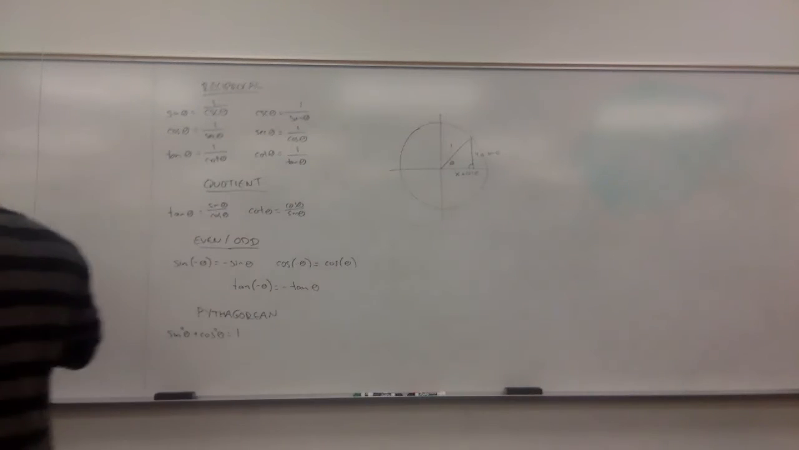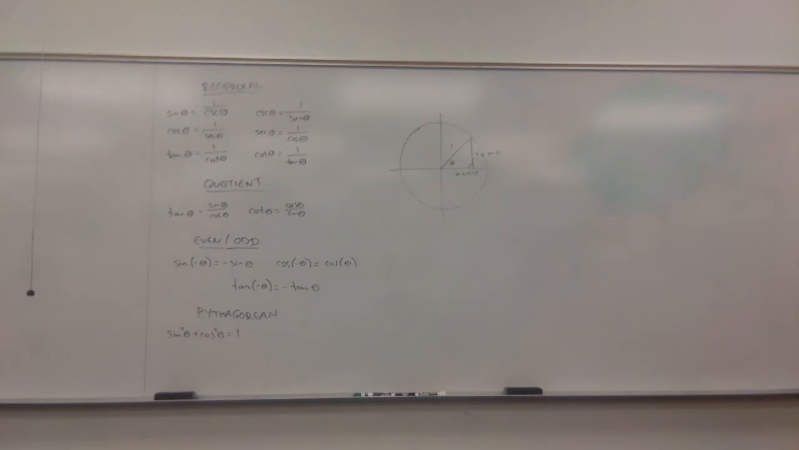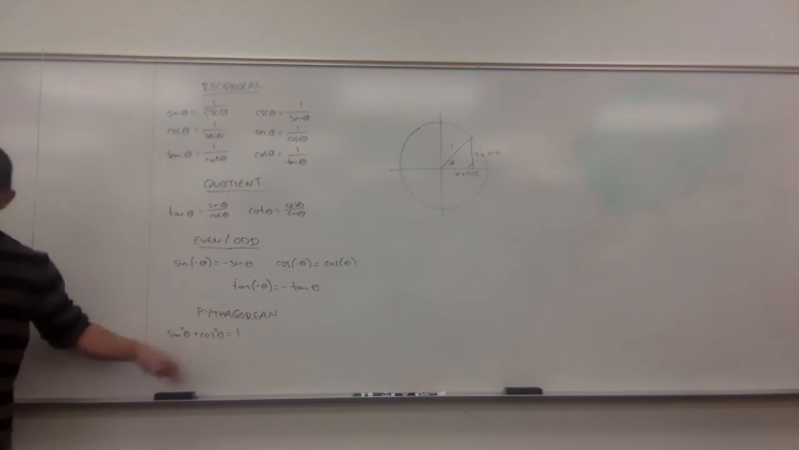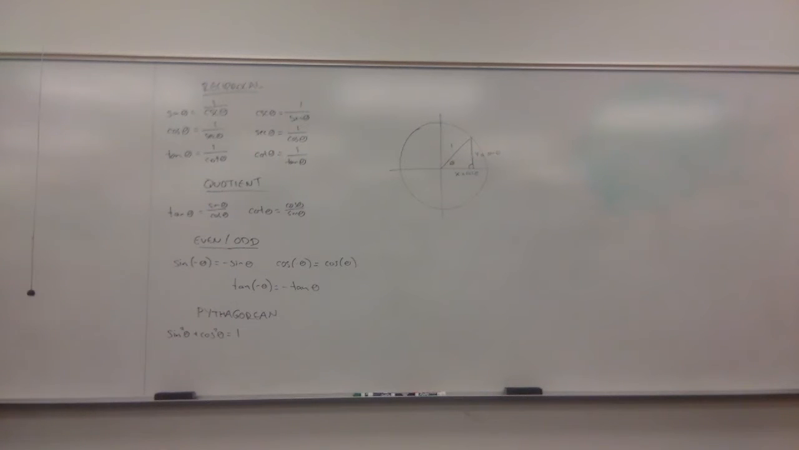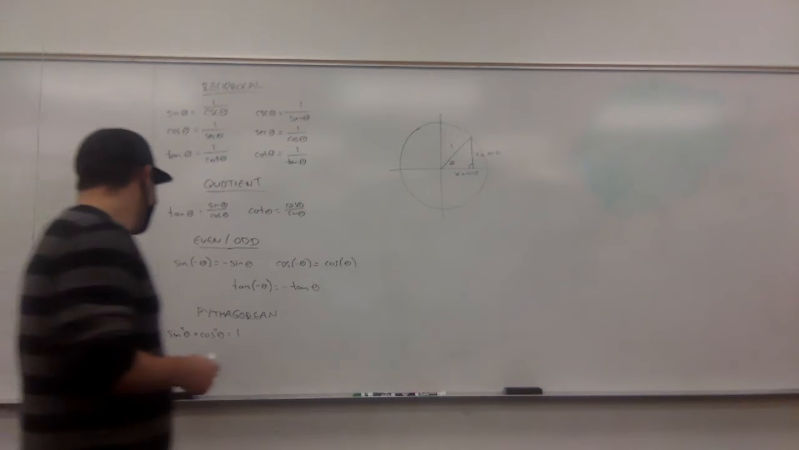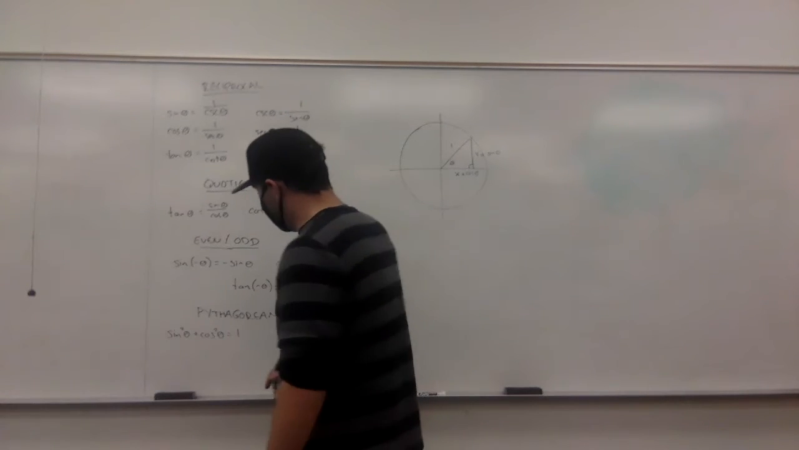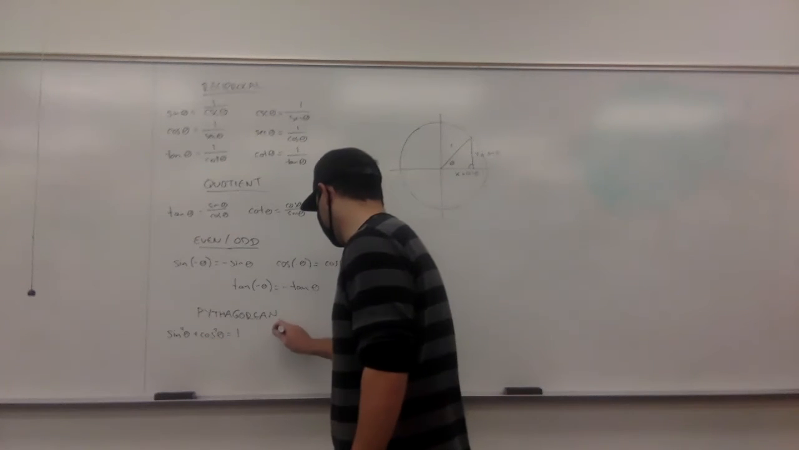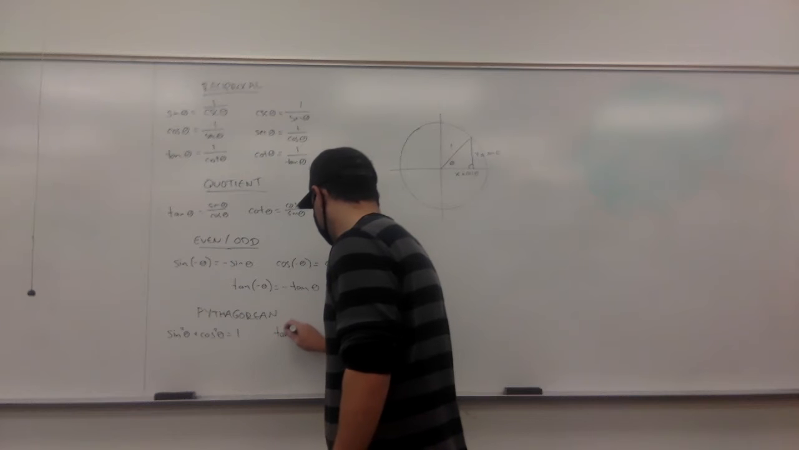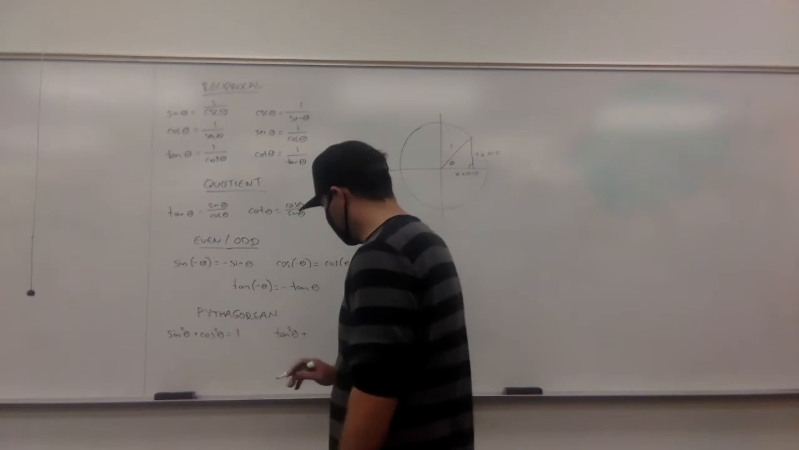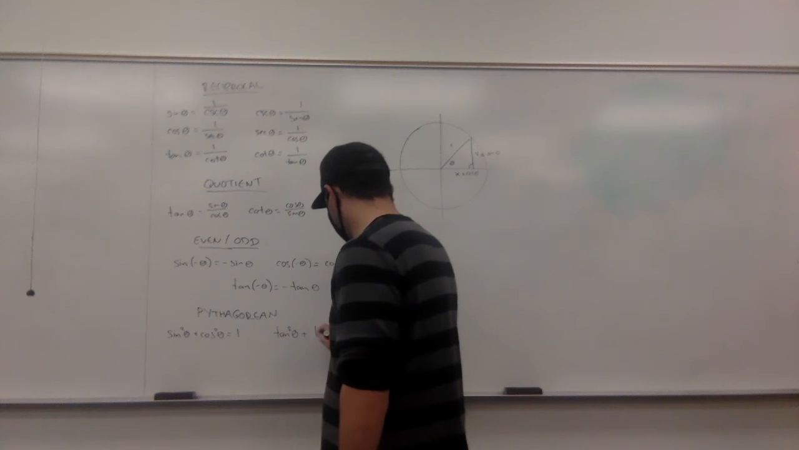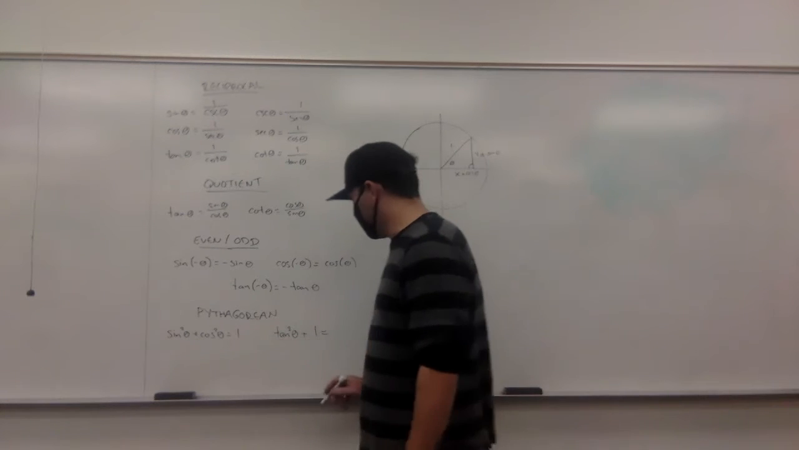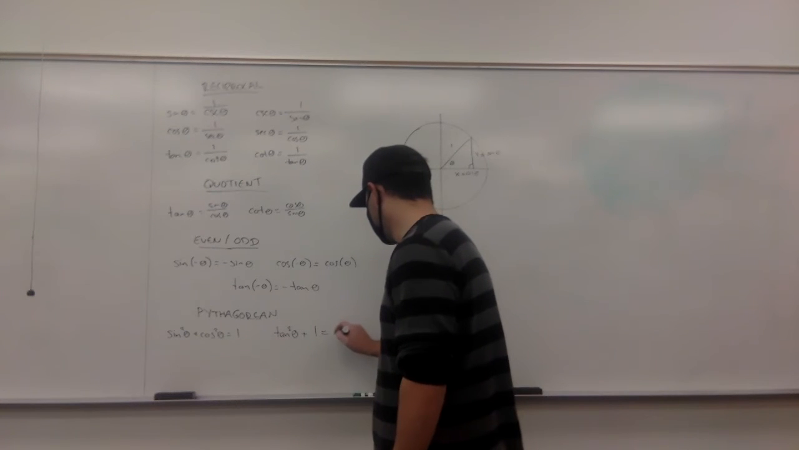I believe it was last class or the class before, we also took these, we divided them. We can divide them by sine squared, we can divide them by cosine squared to make two other versions of this Pythagorean identity. We divide both sides by cosine squared theta. Sine squared turns into tangent squared. So we have tangent squared theta plus cosine squared theta over cosine squared theta, which is 1. And the 1 divided by cosine squared theta is secant squared theta.